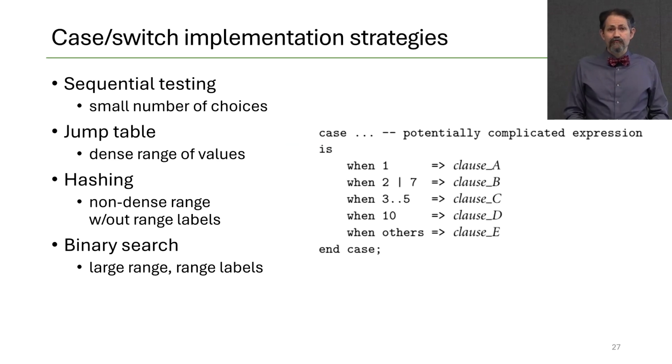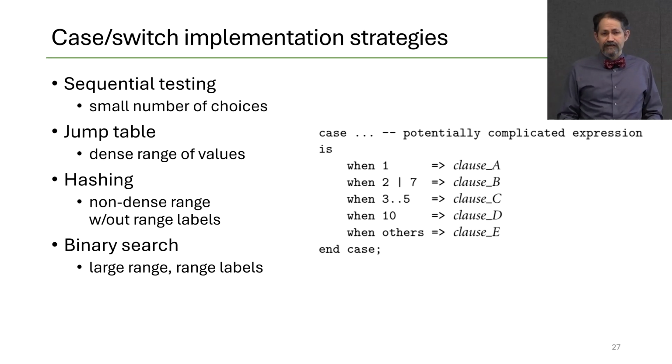Let's talk about strategies for implementing case or switch. The example on the right shows a case construct in the Ada language. It tests some potentially complicated expression against a number of different values. The first case would be if the expression equals 1. The second case tests for whether it's 2 or 7. The third case might be for a range. Is this value in the range of 3 to 5? We can test 10, and then we can have a generic clause for other values.